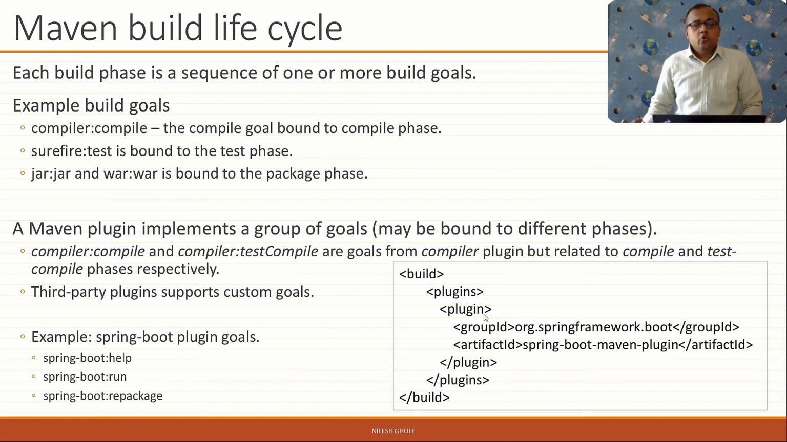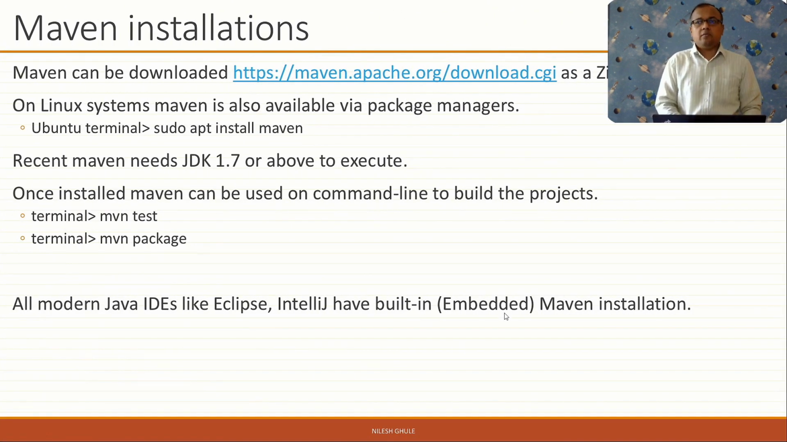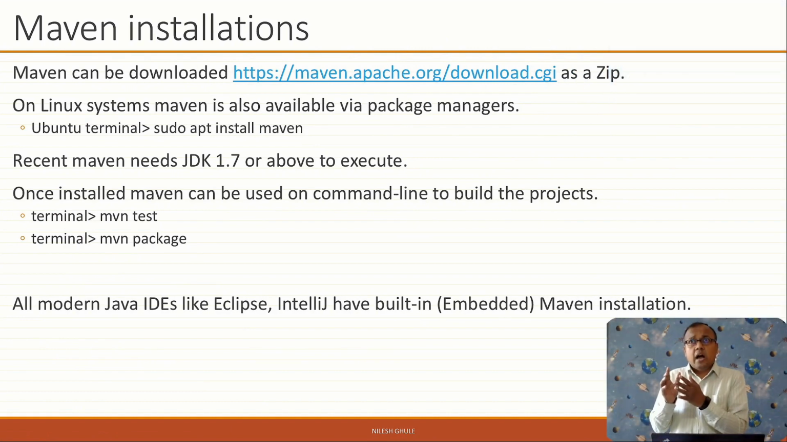Now, as you have understood the Maven build lifecycle, you want to ask the question, how do I install Maven? To install Maven, you need to first download Maven from the Apache website. You can just unzip it and start using it. If you are on Linux systems like Ubuntu, Maven is also part of their package manager. On Ubuntu, we simply give a command apt install maven, and Maven gets downloaded and installed on your system.